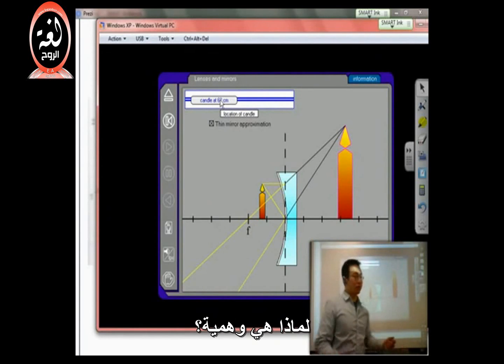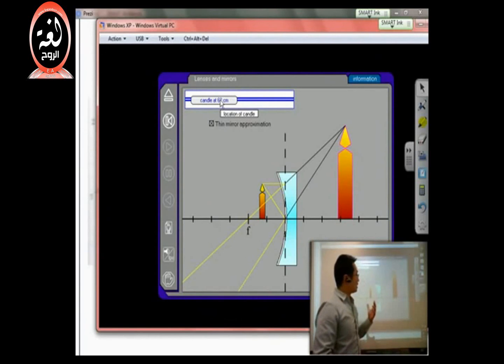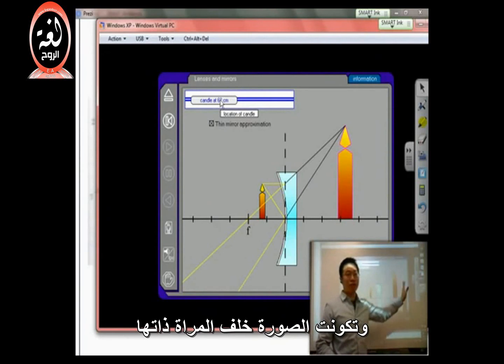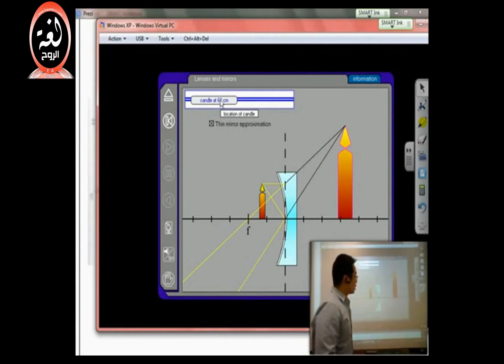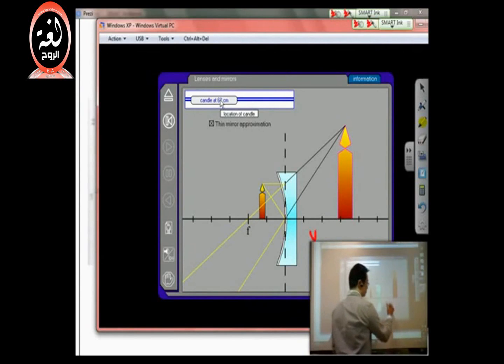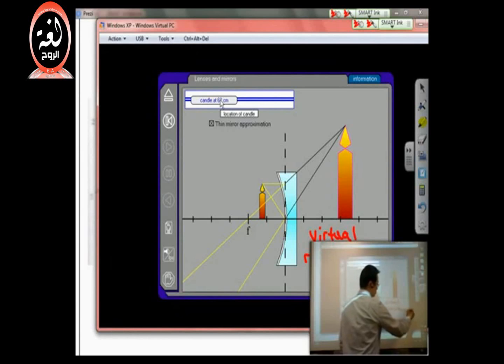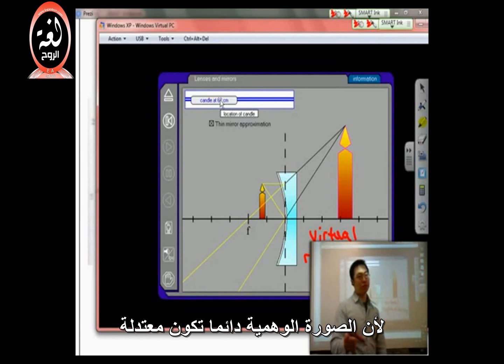Now, why is it virtual? Because the rays of light aren't actually going through the mirror, and the image is being created behind the mirror itself. Okay? Keep in mind, of course, when I said that this was virtual, notice it's also right side up. Because virtual images are always right side up.